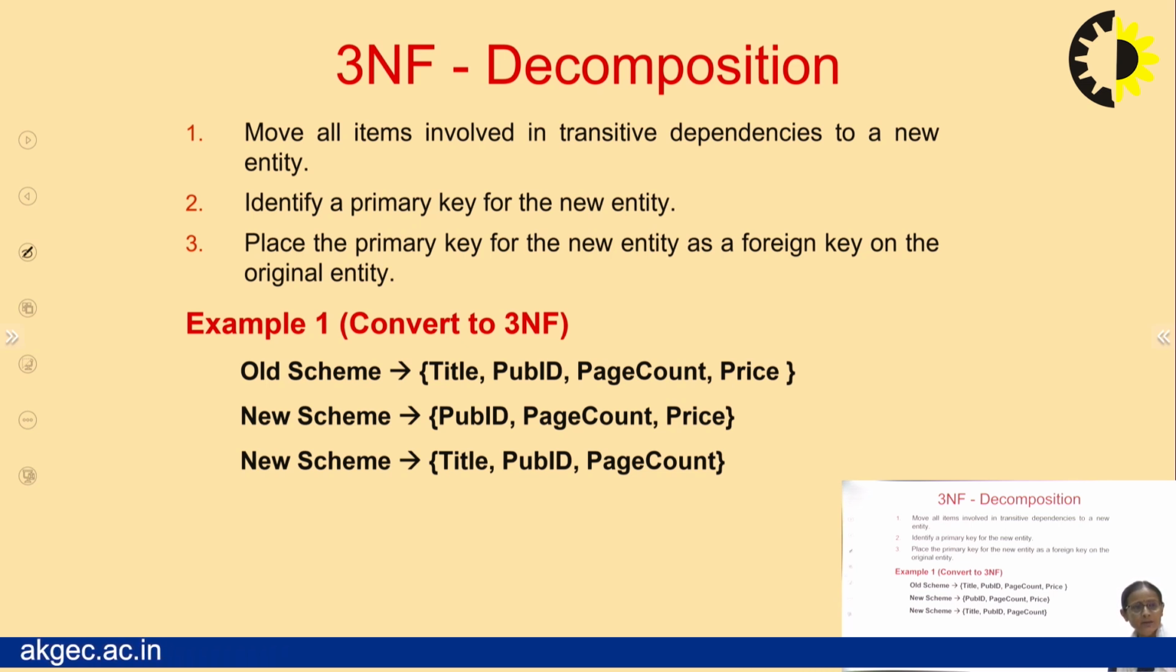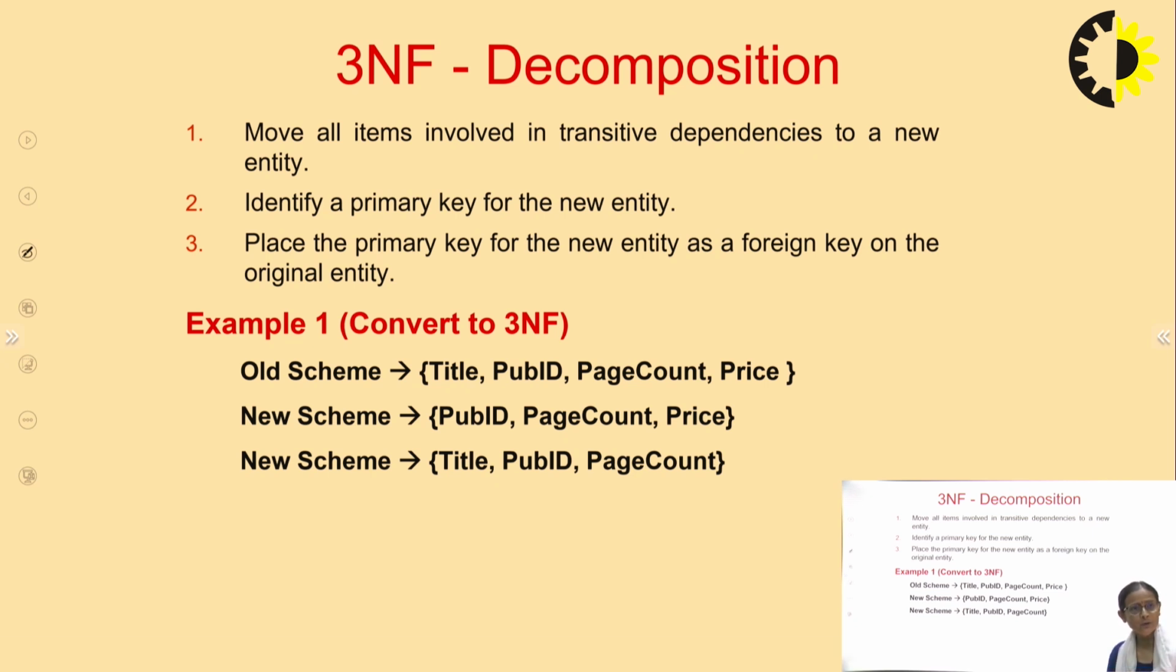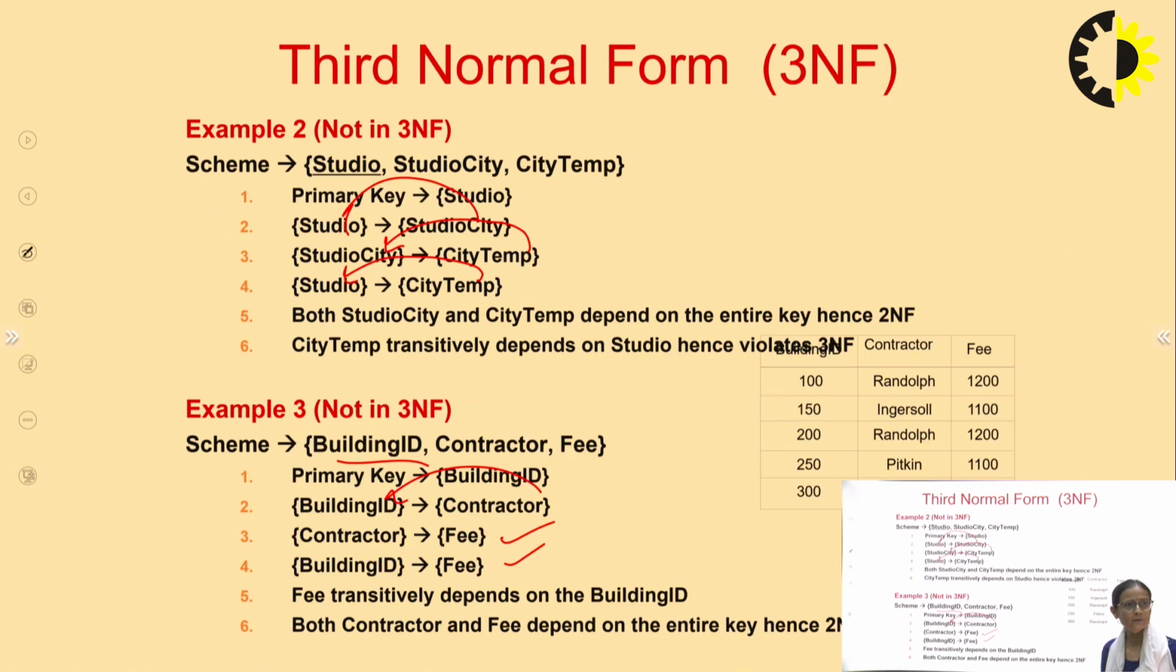Identify a primary key for the new entity, that is the table. Place the primary key for the new entity as a foreign key on the original table. That is, we are having an old schema. And how are we converting it to the 3NF form? In the new schema, we are having publication ID, page count and price. And the other is title, publication ID and page count. What we have seen earlier.